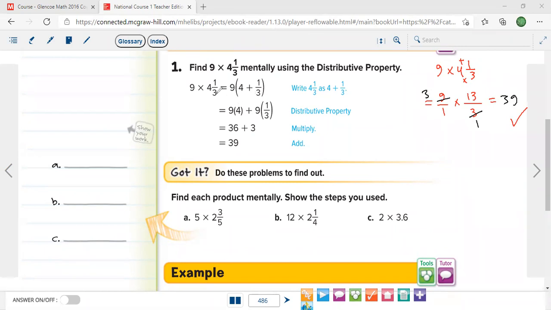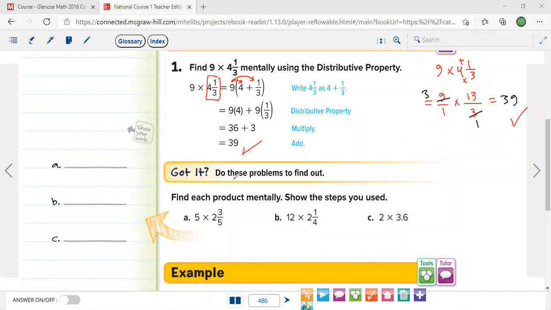Now we are introducing a new method that you can make parentheses for this one, 4 and a third, to be 4 plus a third. You can use distributive property. So 9 will be multiplied by 4 plus 9 will be multiplied by a third. So we can write it this way, 9 parentheses 4 plus 9 parentheses a third. And you finish everyone alone, 9 by 4, 36. What is a third of 9? Mentally, a third of 9 is 3. So 36 plus 3 will give you 39, the same answer as before.